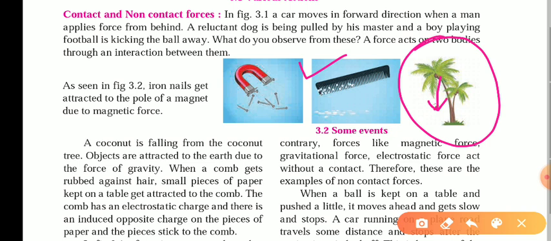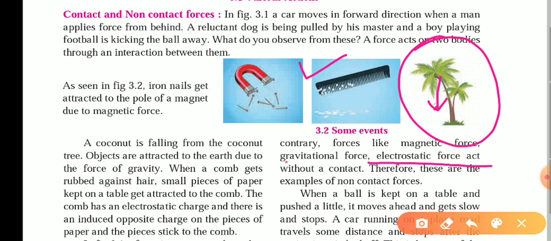What you are supposed to do? Dry your hair, comb it with the comb, and bring the comb near small pieces, the bits of paper. What will happen? The small paper pieces will be attracted towards the comb. So that is also one example of a non-contact force, and this particular force comes under the category of the electrostatic force.